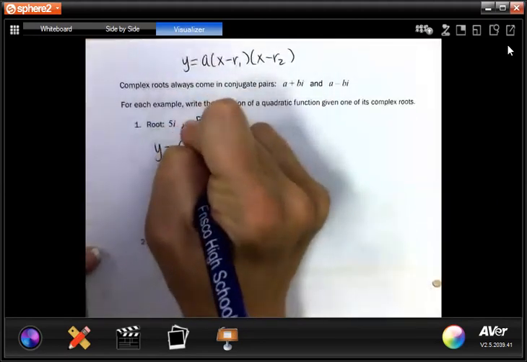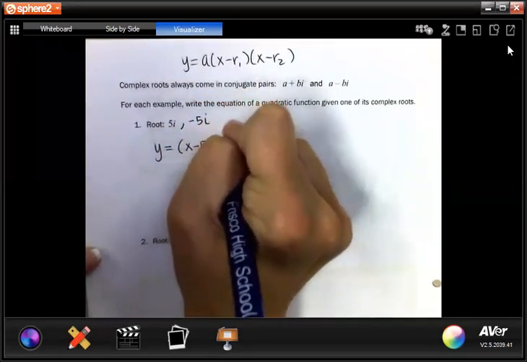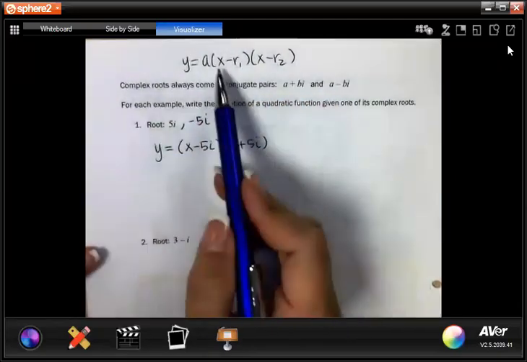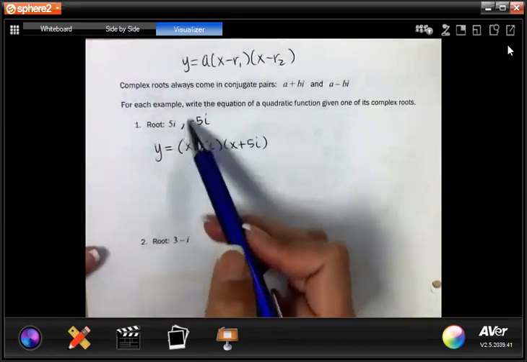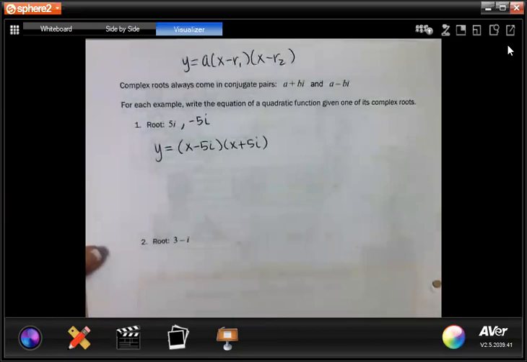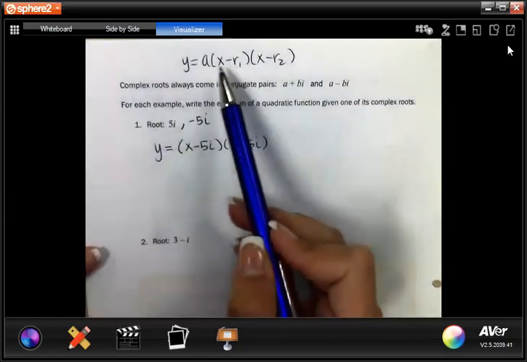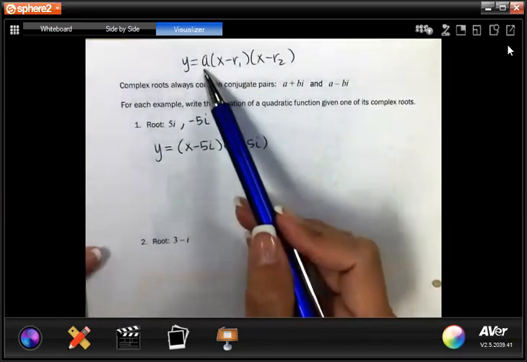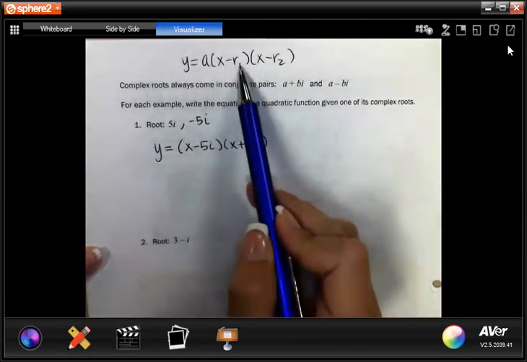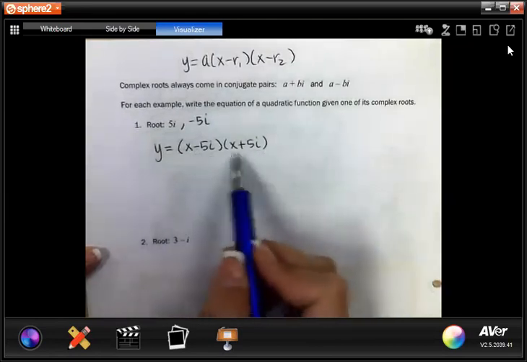So we can take this and do x minus 5i and x plus 5i. All I did was plug this into here. If no other information is given, we can assume that the a value is 1. If they give you another point, then you have to find that a value. But if no other information is given, then you can assume a is 1. And so we do x minus our first root, x minus our second, and that's where we got this.